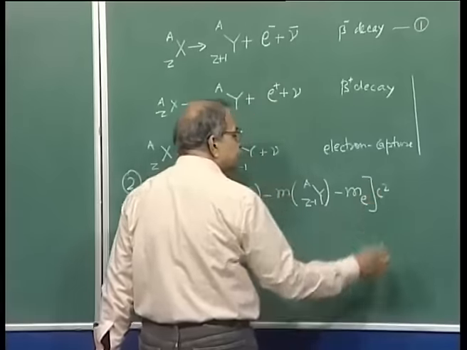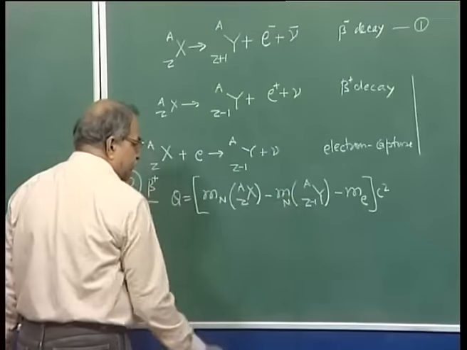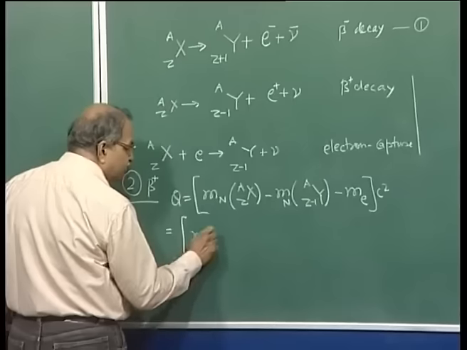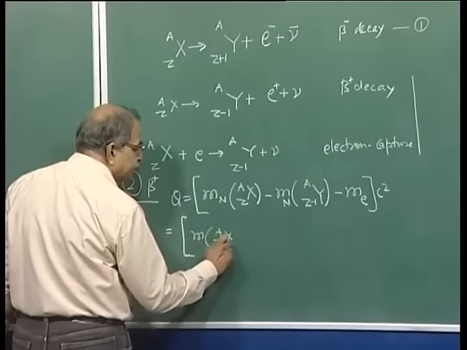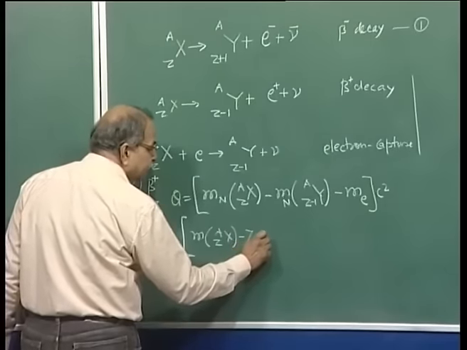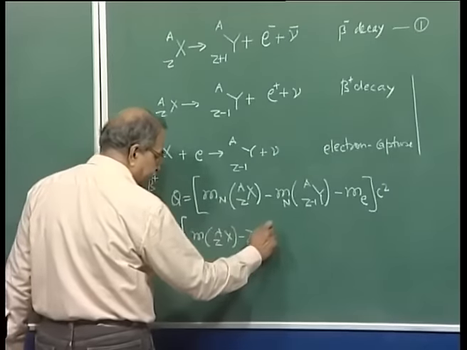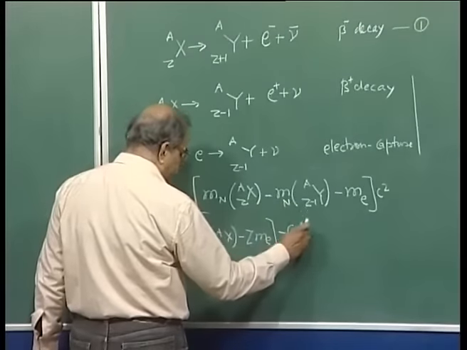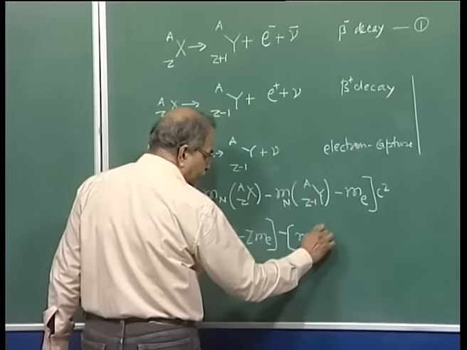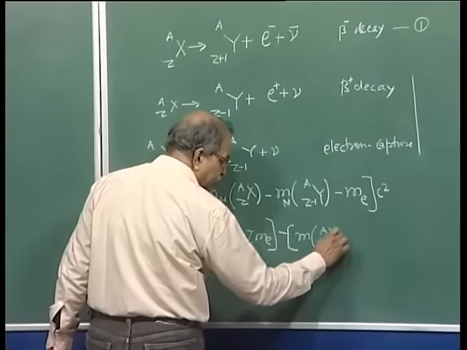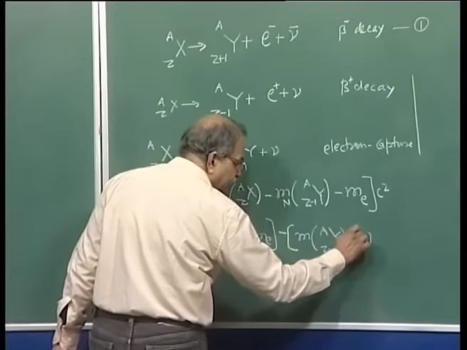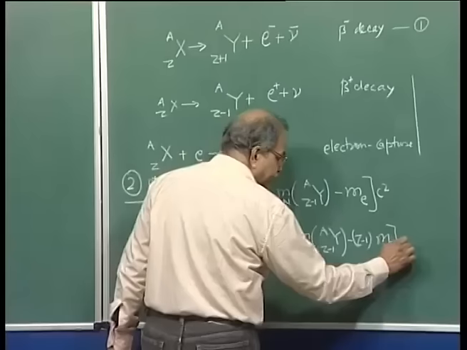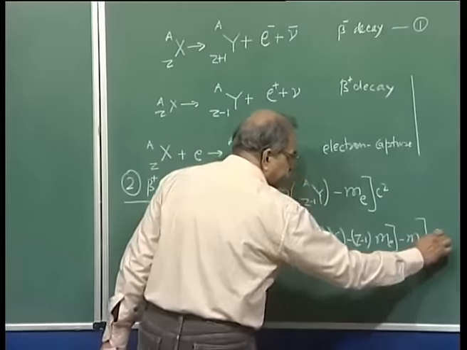So, this into c square, and if I convert it into atomic masses, this will be the atomic mass of this A X Z and minus Z times m_e. So, this is this one, then minus this one will be the atomic mass of A Y Z minus 1 and minus (Z minus 1) times m_e, and then minus m_e, c square.